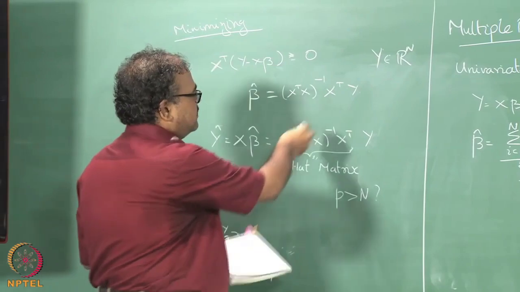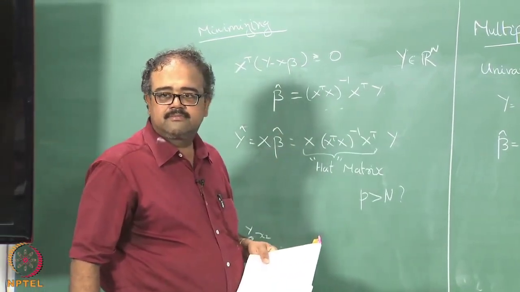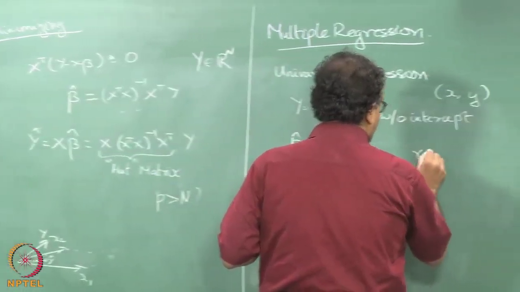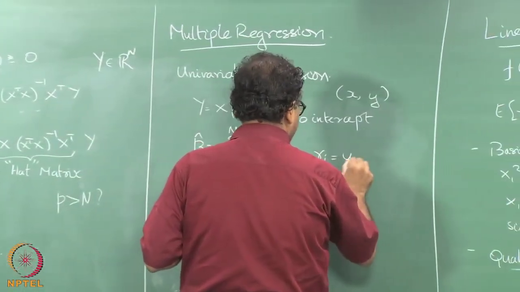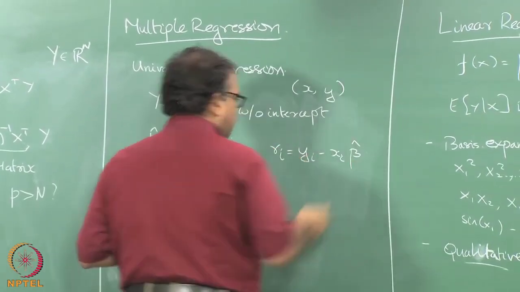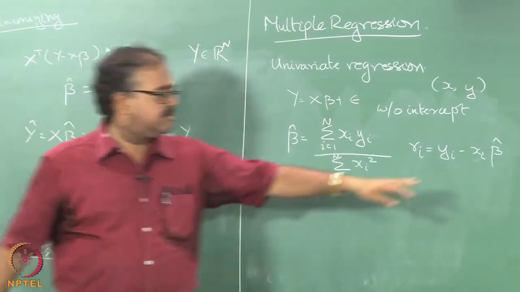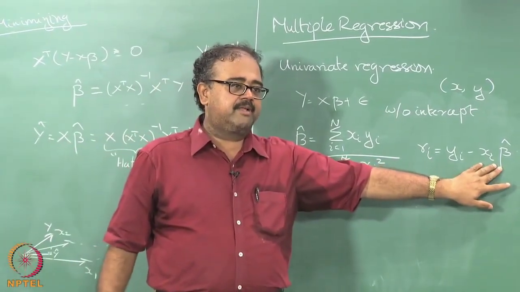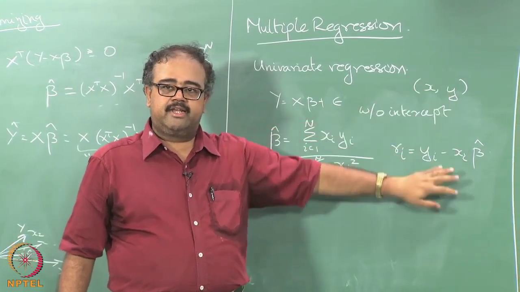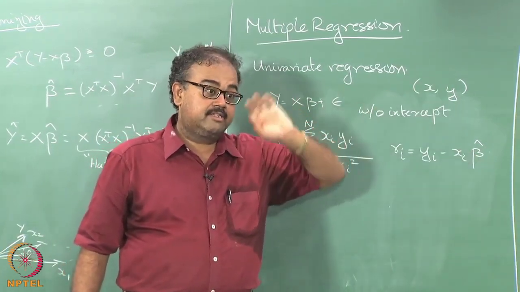essentially our original expression for the univariate case. I am going to denote by Ri the residual error that I am making. I made the prediction, so xi beta hat is the prediction I am making, and yi is the actual output I saw in the training data. So yi minus xi beta is the residual error.